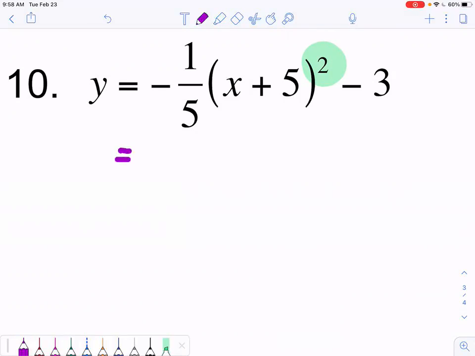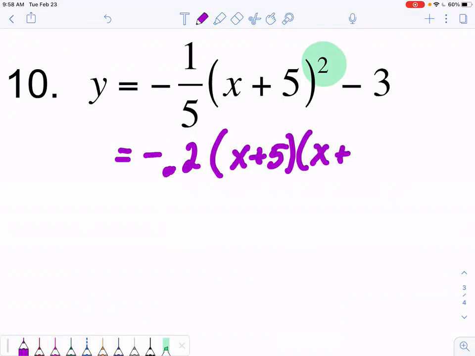So that's going to be equal to, if you want to get rid of the fraction early, you can. If you want to leave it, you can. Feel free to write it as a decimal. That's the same thing as negative 0.2. Then you get x plus 5, and it's squared, as Jason told us at the beginning of the period. That means you do it twice. Right, Jason?